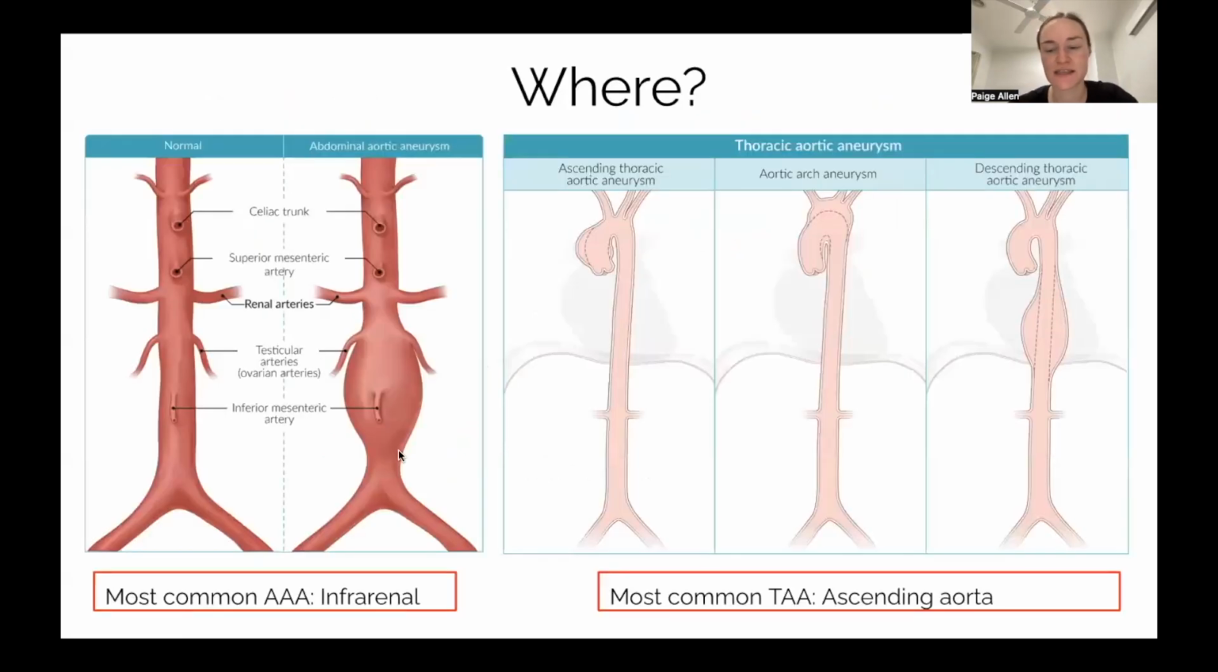So there are certain places that you're more likely to get them. For an AAA, an abdominal aortic aneurysm, it's most likely to be infrarenal, just right below the renal arteries, in this area here. And then for a thoracic aortic aneurysm, it's most likely to be in that first segment, the ascending aorta.